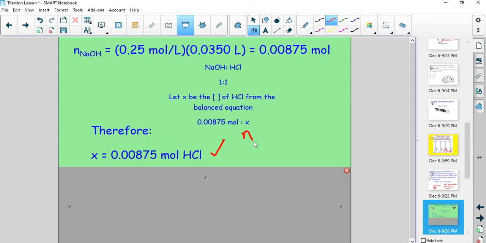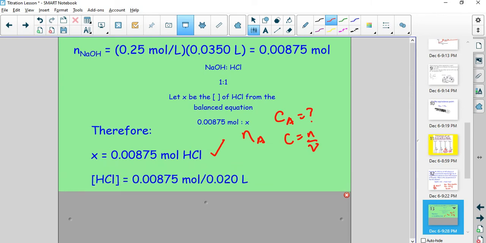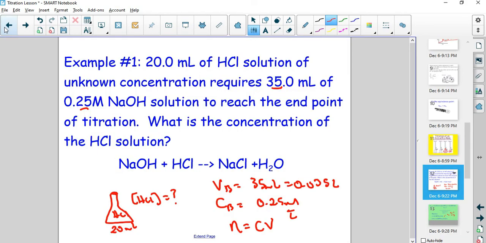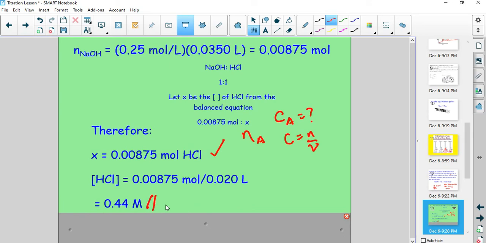Great, so we have moles of acid, but what we're really looking for here is the concentration of acid. That's what we do not know, but we know that concentration is moles divided by volume. So by knowing the number of moles, we're over halfway there. Now divide by the volume of acid, 20 mL, given to you in the question. Convert that to liters, and we get 0.44 moles per liter, and that is our final answer. That's the concentration of your HCl acid.